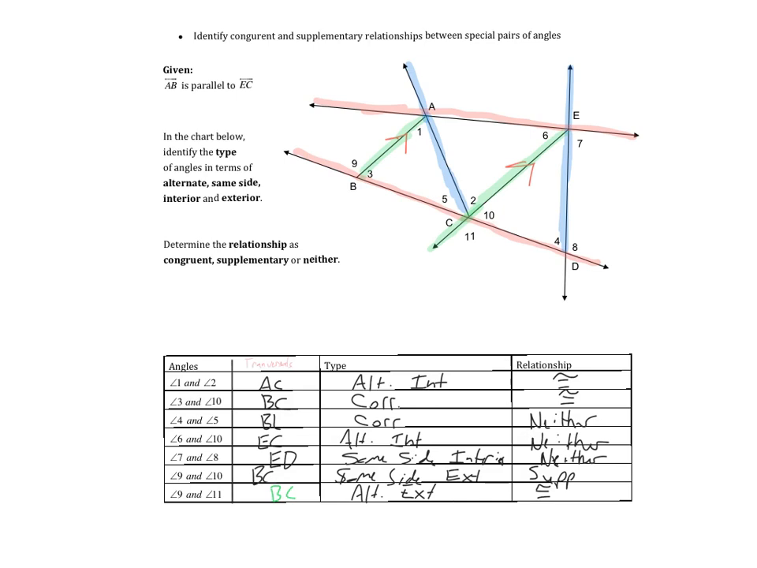I know it's a little bit weird, but remember, these angle types exist even if the lines are not parallel. So yes, 6 and 10 are alternate interior angles. And that's a little strange, but it's true. The property just doesn't exist there.